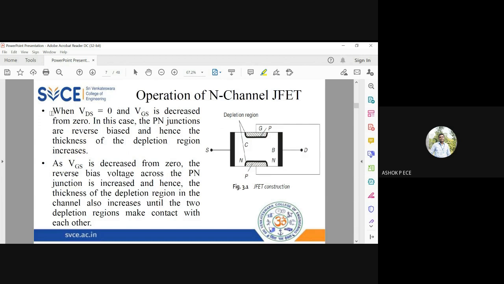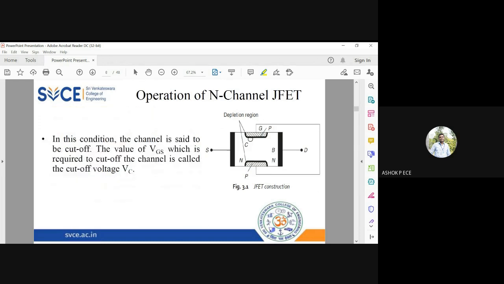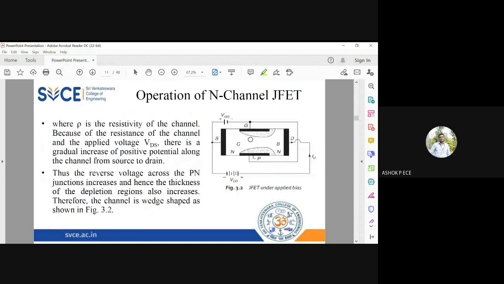Now see, for our second case, I am assuming VDS equal to 0. So I am not connecting any voltage between drain and source. And I am connecting VGS between gate and source. Maybe for the voltage, you see, this is how the connection will be given. You are able to see here.